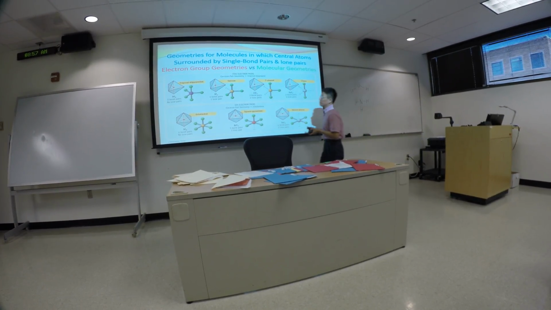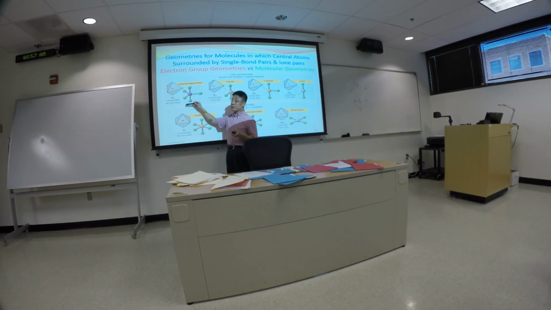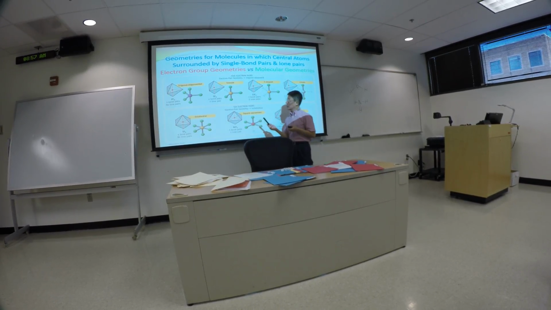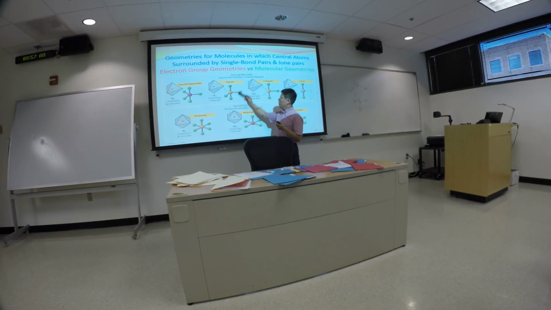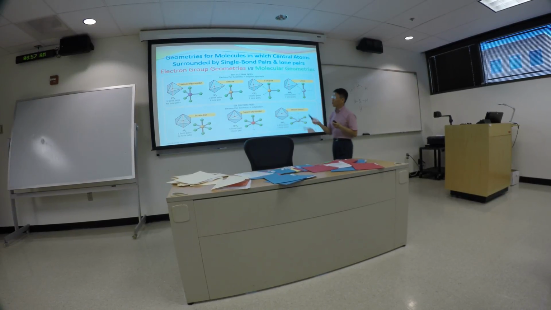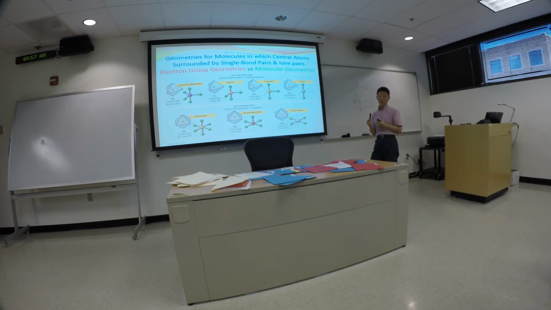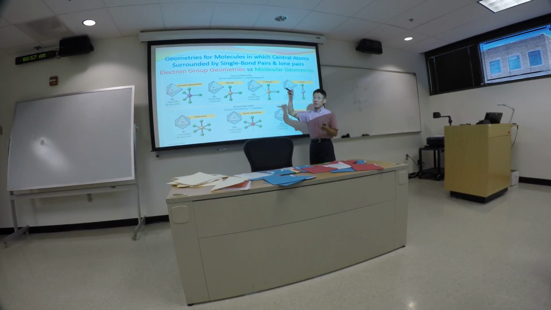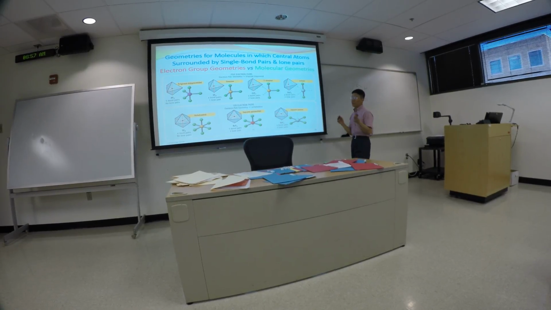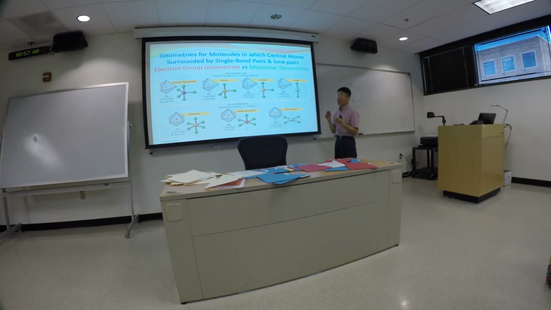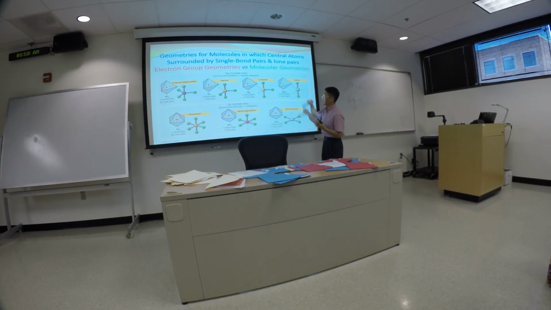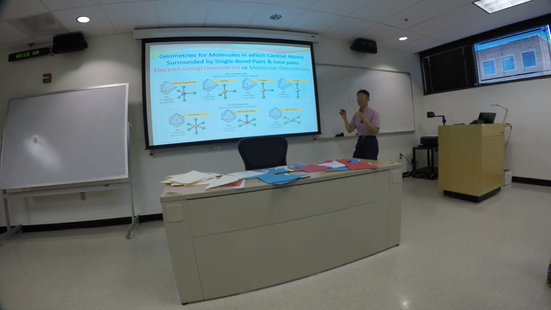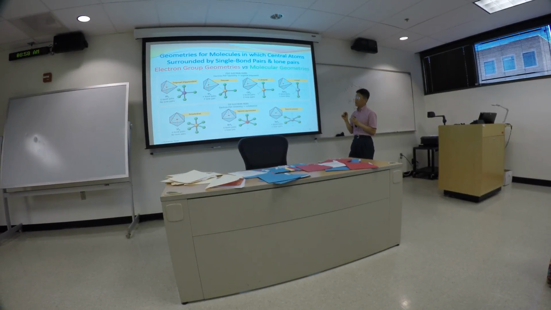Well, when you have 5 valence electron pairs there, and all of them are bonding pairs, we have trigonal bipyramidal. Now, if you have 4 bonding pairs with 1 lone pair, the electron pair geometry is still going to be trigonal bipyramidal, but the molecular geometry is going to be different. So this is the situation when you have lone pairs of electrons involved. The electron pair geometry is going to be different from the molecular geometry. The electron pair geometry only depends on the total number of the valence electron pairs.